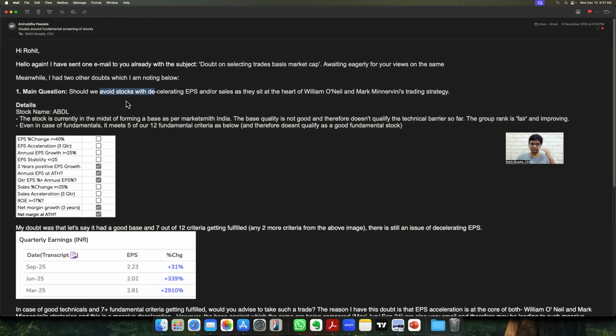Details. Now he's giving an example. Stock name ABDL. The stock is currently in the midst of forming a base as per MarketSmith India.